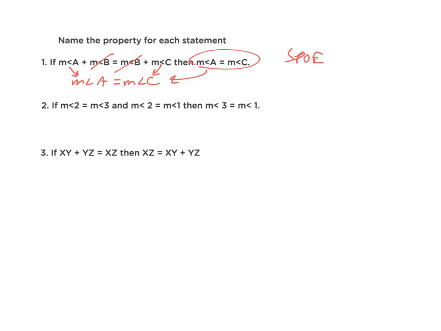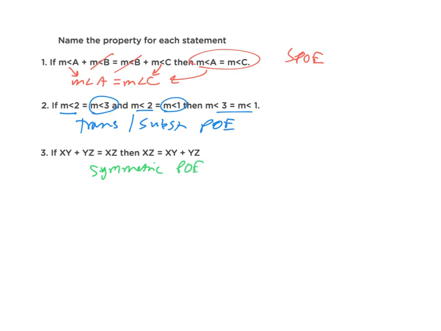Second one. There's your transitive or substitution property. You have two things equal to the same thing, so 3 and 1 are both equal to 2. Therefore, they're equal to each other. That is my transitive property. And then the last one should have been symmetric property of equality. Okay, hopefully that was helpful. And hopefully you're feeling a little more confident with that stuff.